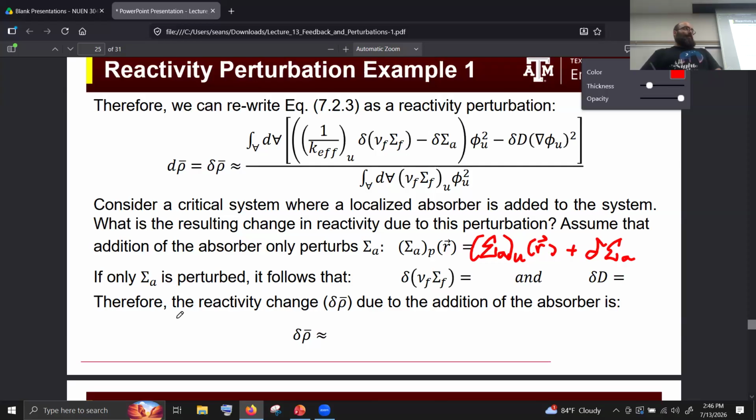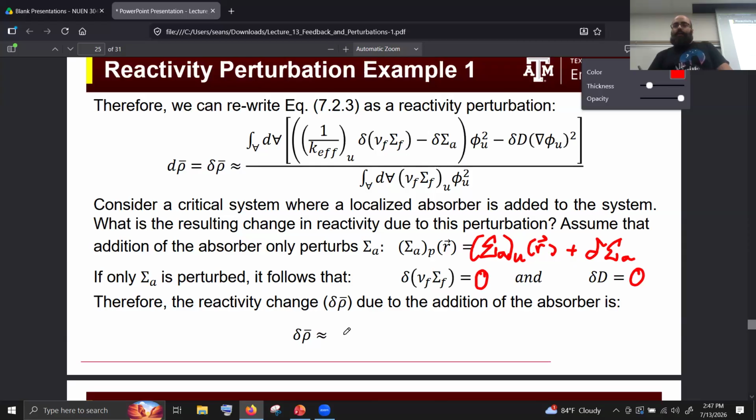And if it's only the absorption cross-section that's being perturbed, it follows that the perturbation in nu f sigma f and the perturbation in the diffusion coefficient are both 0. So if the perturbation in nu f sigma f is 0, and the perturbation in my diffusion coefficient is 0, that means that this first part of this integral goes to 0, and also this last part of this integral goes to 0.